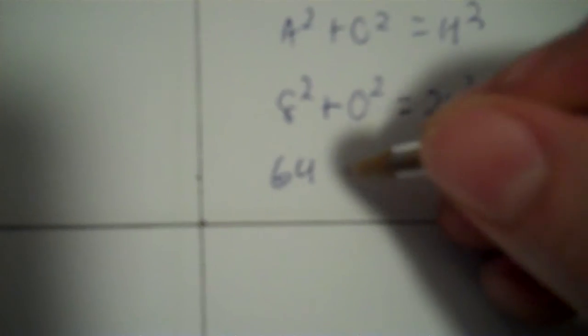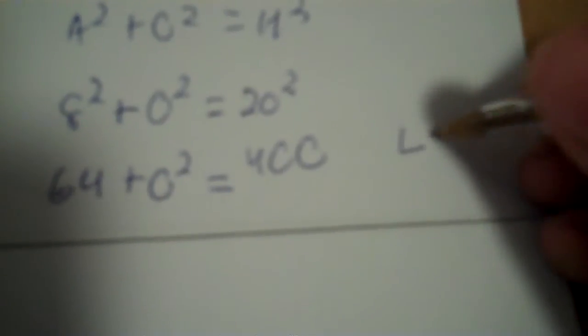So 8 to the second, I'm just going to go down here, 8 times 8 is 64. Remember, o is a variable, that's not a 0, it's a variable o. And then 20 to the second is 20 times 20, which is 400. Okay, now solve for the o. You use the linear properties, so you get rid of the 64. Take it to the other side. Okay, and 400 minus 64 is 336.